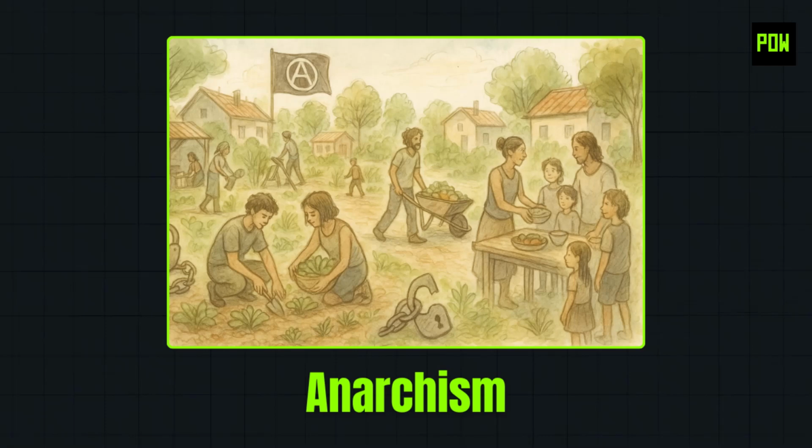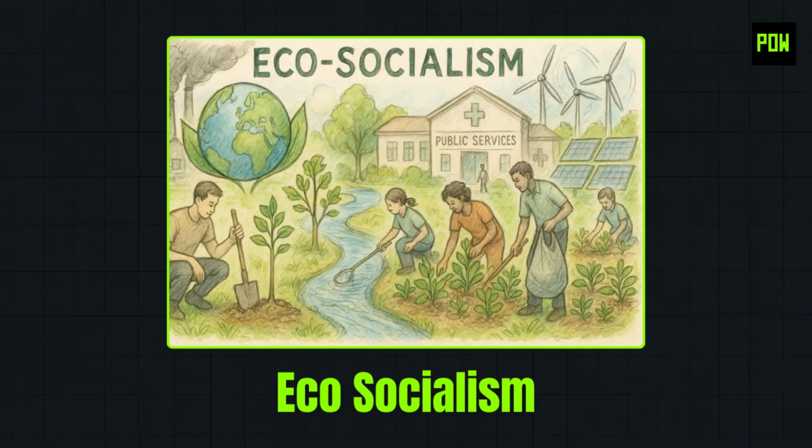4. Anarchism. Anarchism might sound extreme. It opposes all forms of government and authority. Anarchists believe people can self-organize peacefully without a central government. 5. Eco-socialism. Eco-socialism combines environmentalism with socialism. It says we can't solve environmental problems like climate change without changing the capitalist system that causes them.